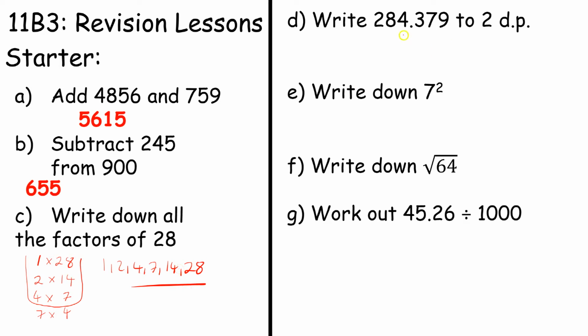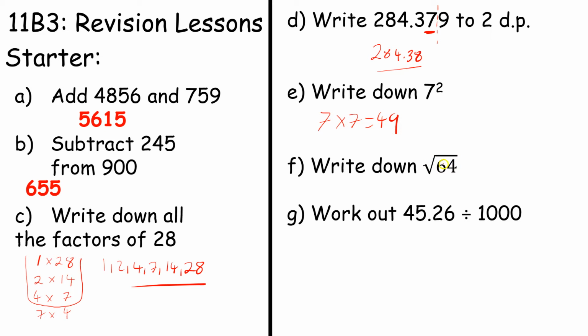To write this number to 2 decimal places, I notice that the second decimal place is 7, which is here. I draw a dotted line. The 9 tells the 7 to round up to 8, so I have 284.38. 7 squared is simply 7 multiplied by 7, which is 49.